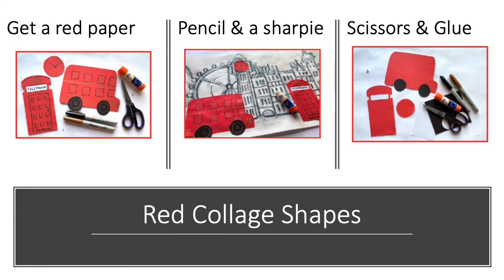You're going to be getting a sheet of red construction paper, a pencil and a Sharpie, and scissors and glue. Now, this is where we're going to be putting things into the cityscape. Take a look at that middle picture. Do you see the double-decker bus? Do you see the clock face on Big Ben? And do you see the telephone booth? These are just a couple red things that you could put in your collage.